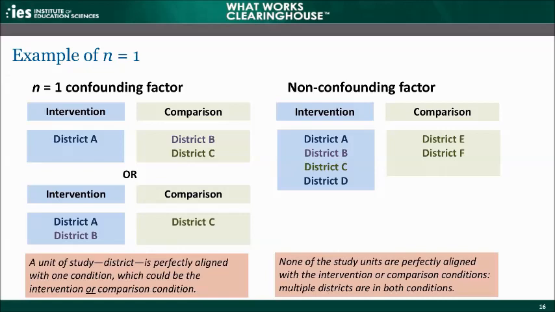When a unit of study is completely aligned with a comparison condition, as is the case in the bottom example on the left side of your screen, the study no longer has a reliable comparison condition, and that's why we won't be able to isolate the effect of the intervention in such a study. Alternatively, the scenario we're showing on the right-hand side of your screen is free of confounds because multiple districts are represented in both conditions. Next slide, please.